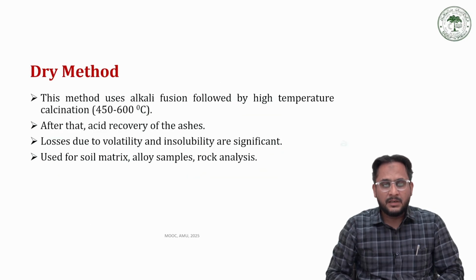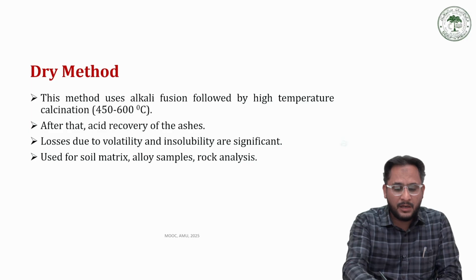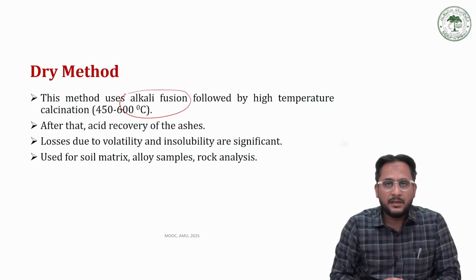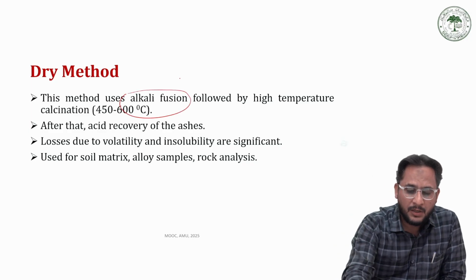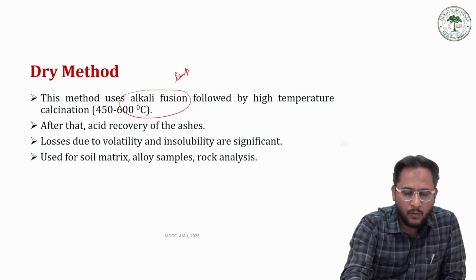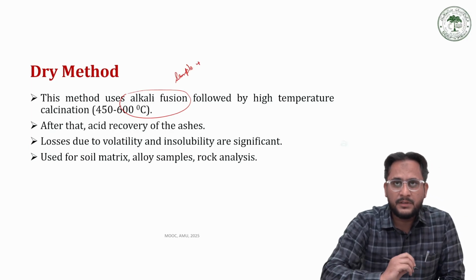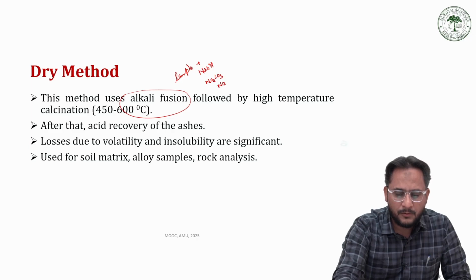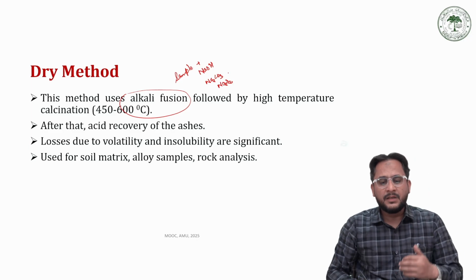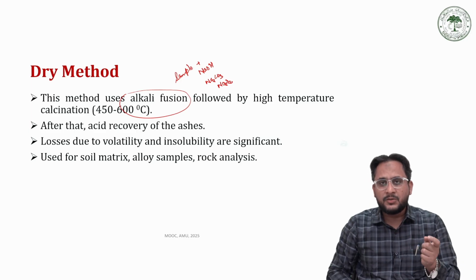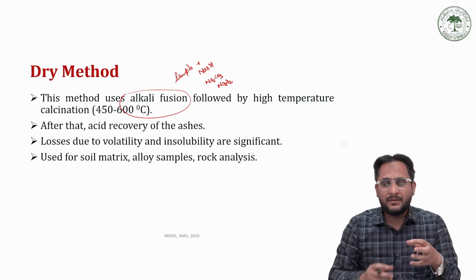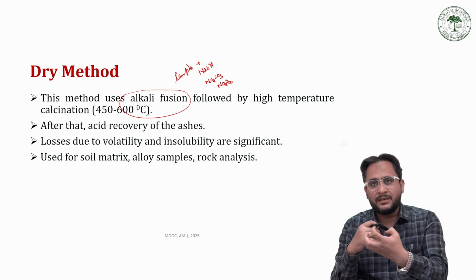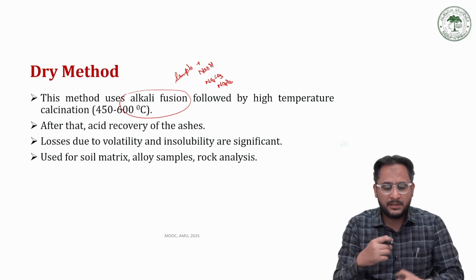The dry method is based on the alkali fusion technique. Now, what is this alkali fusion? In alkali fusion, we mix the sample with a strong alkali. We may use NaOH. We may also use sodium carbonate. We can also use Na2O2. When the sample is mixed, it is heated at high temperature, so that the alkali at this high temperature reacts with the sample, digests it and extracts all the elements present in it.